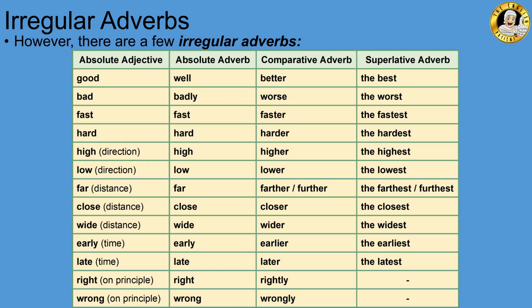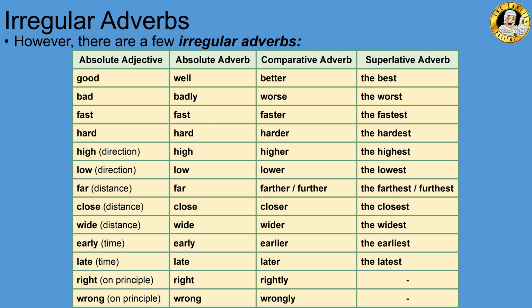Now, once again, there are some irregular adverbs, quite a few of them. So, for example, good as an adverb becomes well, right? Not goodly, right? Well. And the comparative adverb is not welly or less well. It actually is better. We use better, which is the same as the adjective form, and then the best.